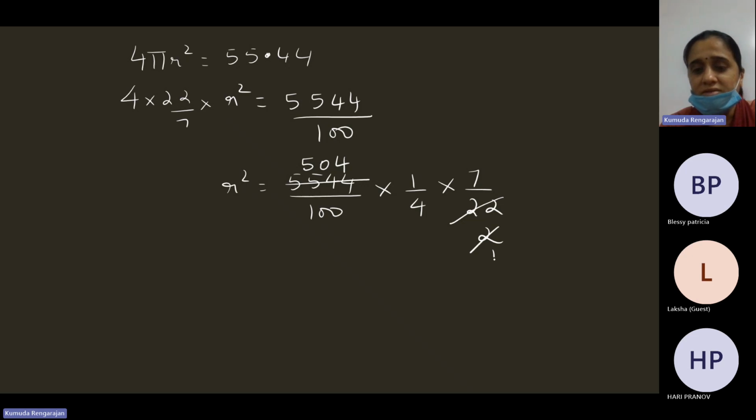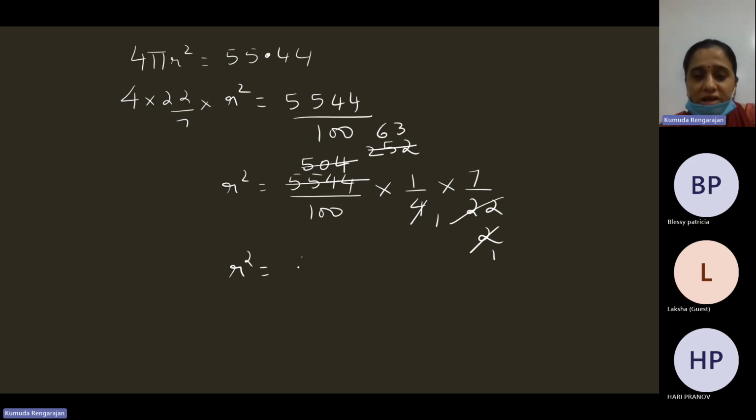Then again I can cancel. So 2 1s are 2, 2 2s are 1 2 5 2. Okay, I can further cancel. 4 1s are 4, 4 6s are 24. 1 remains. 4 3s are 12. That's it. That's all. So simplifying, we've been doing this at least from 6th standard.